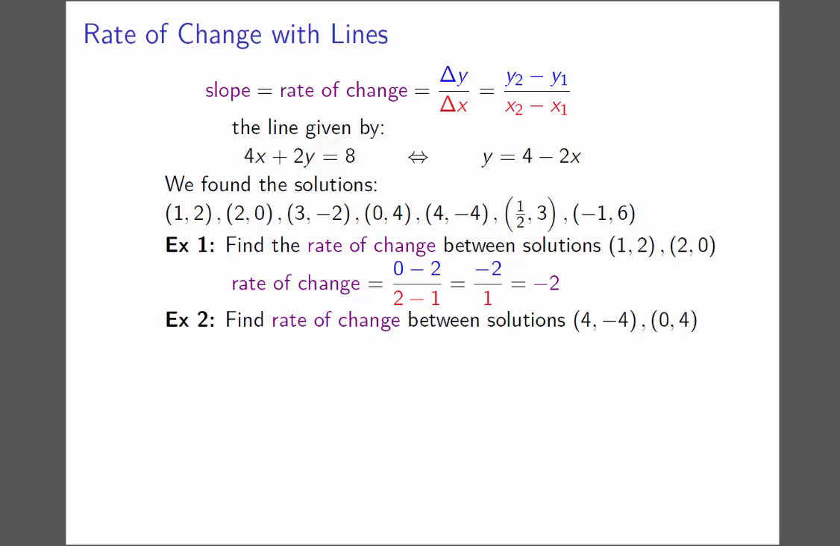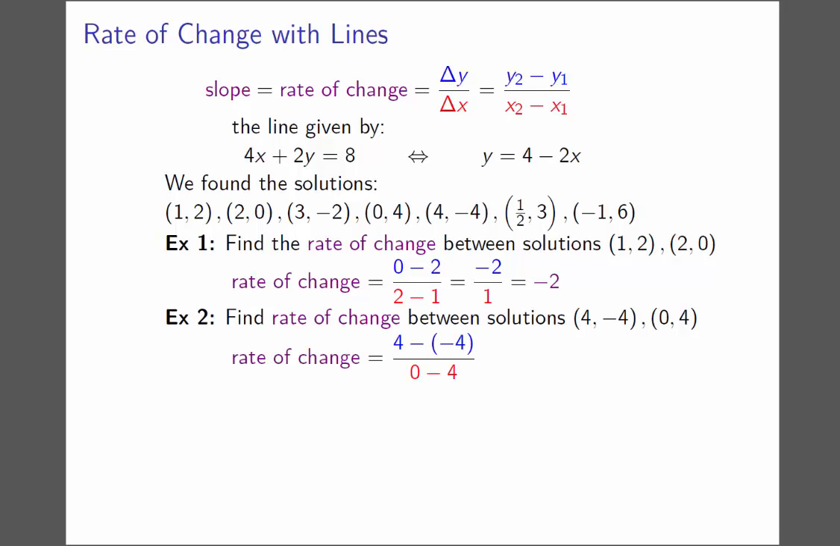How about the rate of change between (4, -4) and (0, 4)? Here, the rate of change is 4 minus negative 4, our change in y, over 0 minus 4. 4 minus negative 4 is 8, and 0 minus 4 is negative 4, so the rate of change is 8 over negative 4, which again reduces to negative 2.